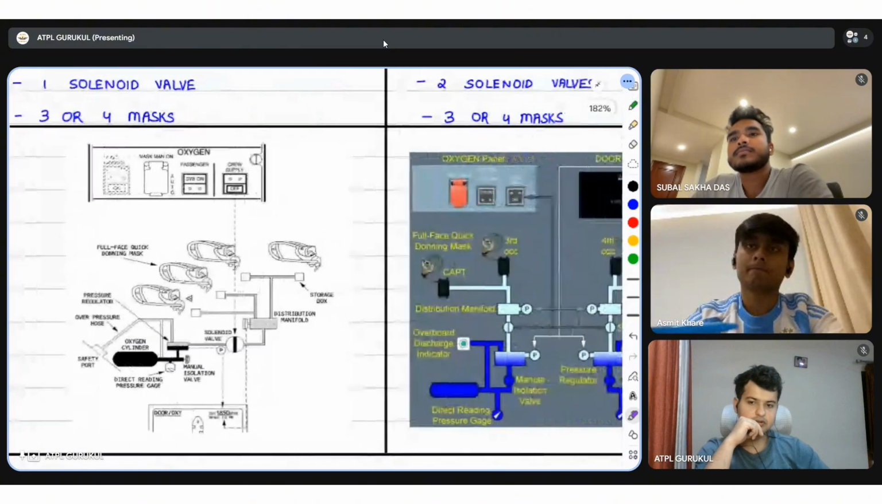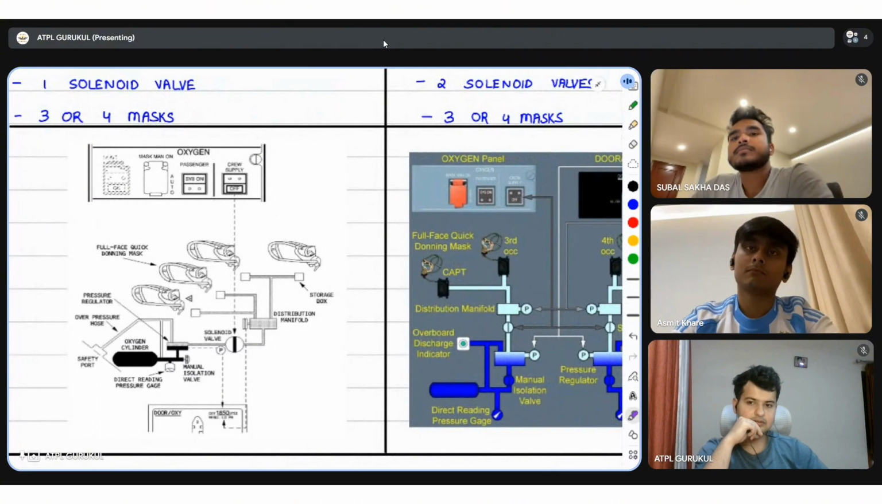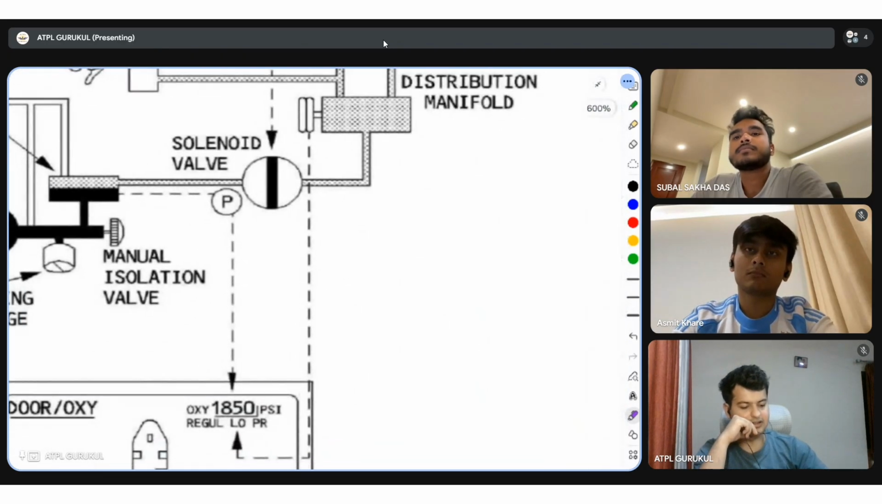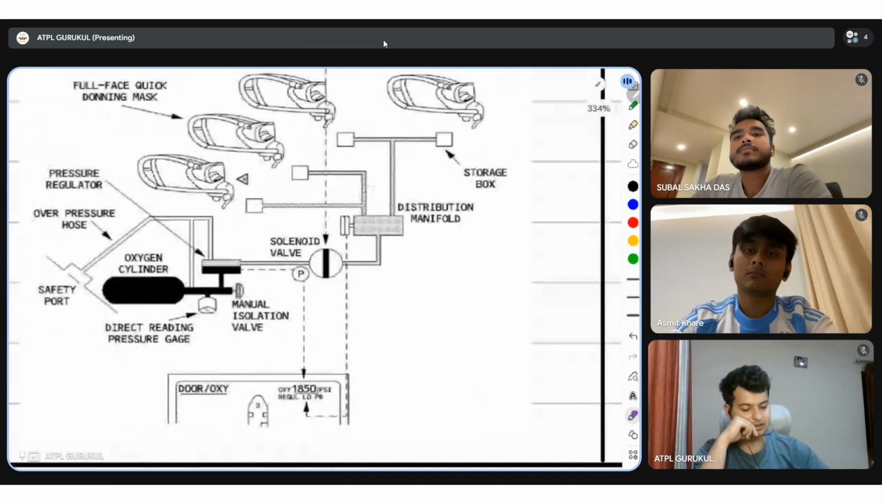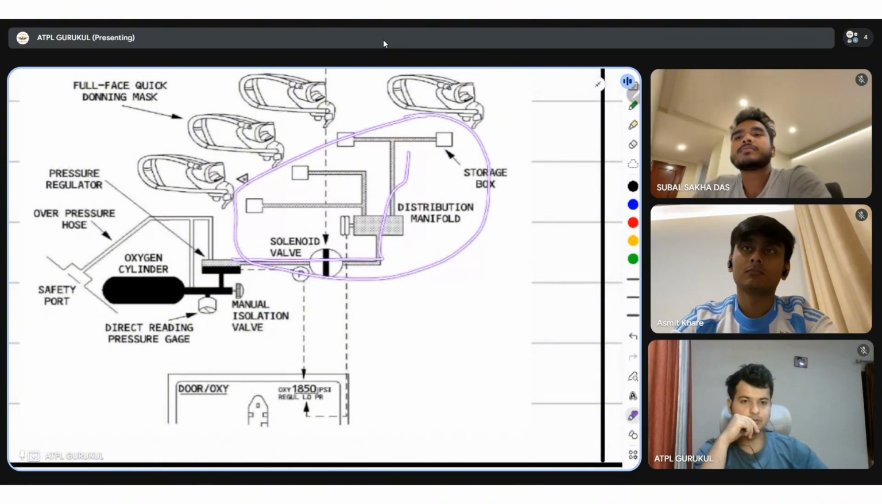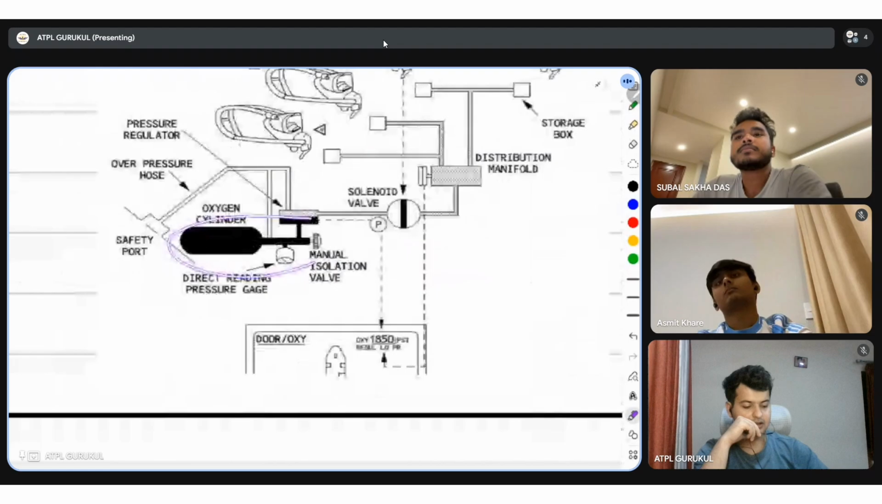Any doubt? So now you know this diagram as well. Now, distribution manifold, this entire portion is known as the low pressure circuit. Can you see this? This entire area is known as the low pressure circuit. This is known as the high pressure circuit.